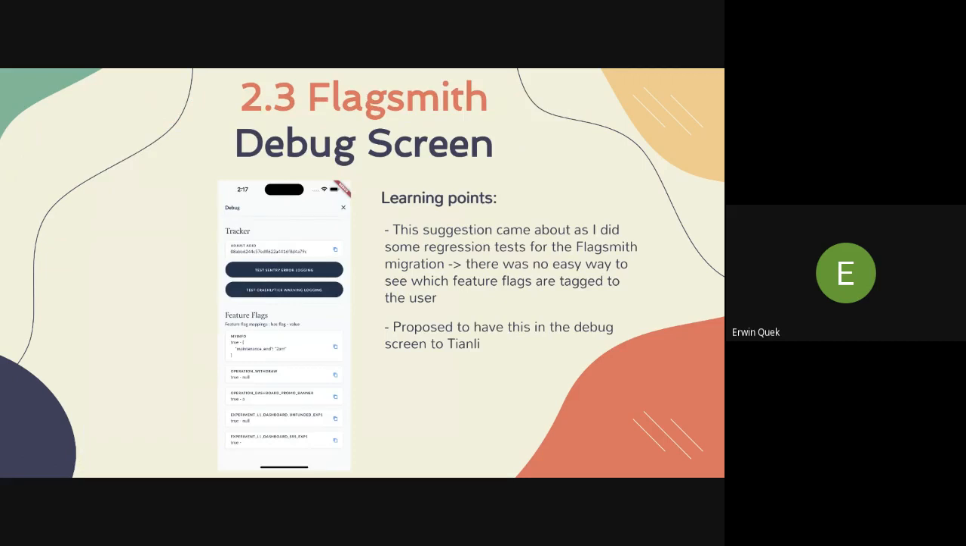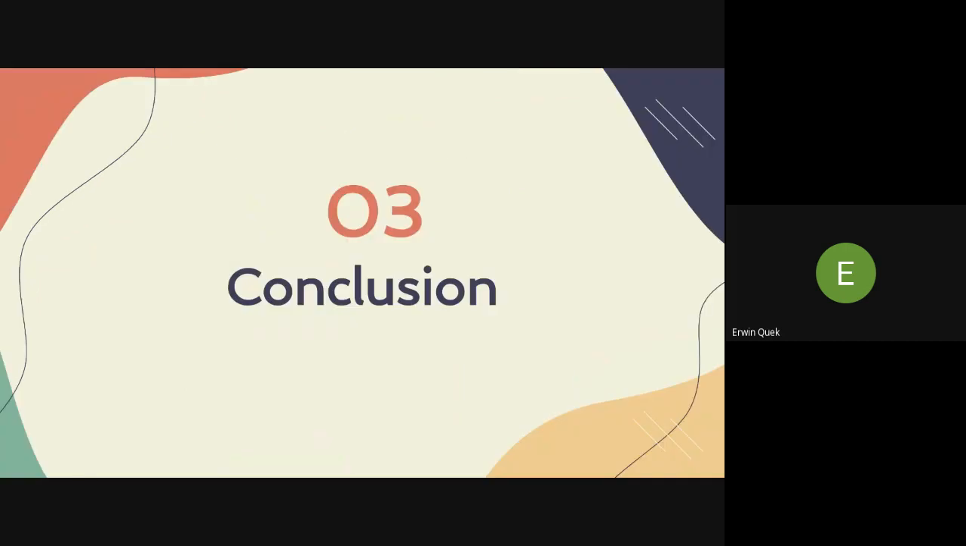I realized we could perhaps add an enhancement to the debug screen, displaying the feature flag details to easily identify what flags or values are tagged to this user. Also, perhaps in the future, we can further improve this by allowing developers to change the feature flag values on the debug screen instead of doing it on the Flagsmith UI.